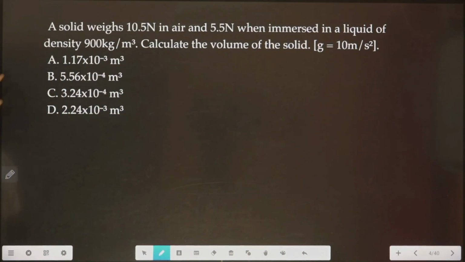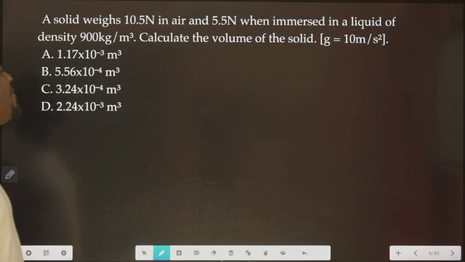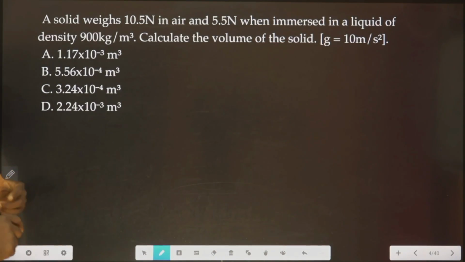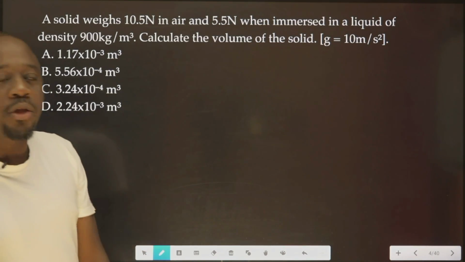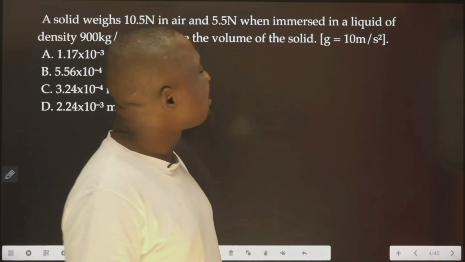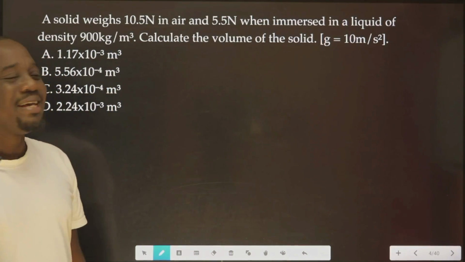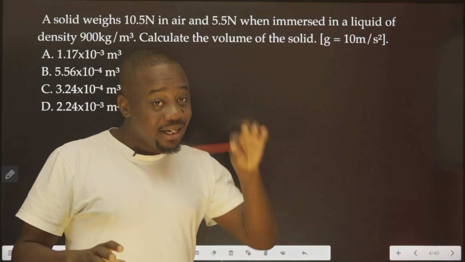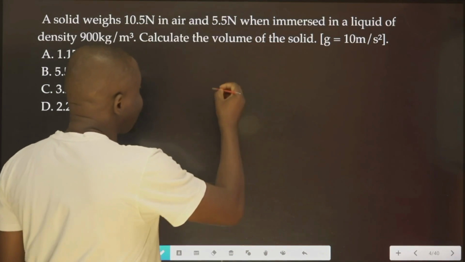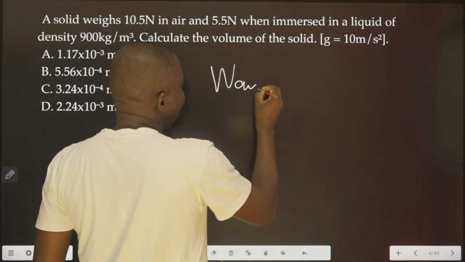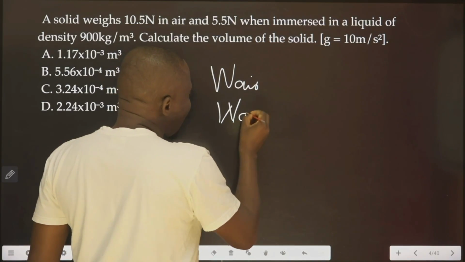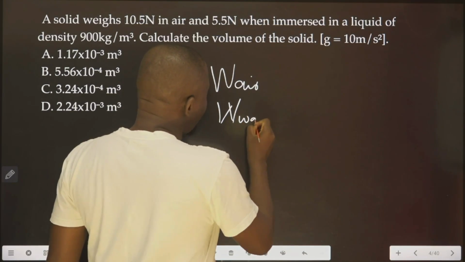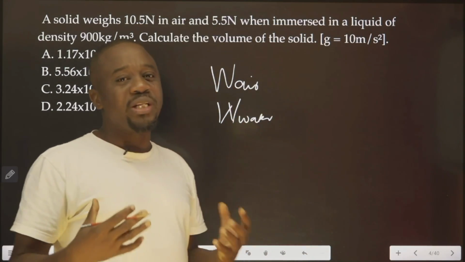Look at this question. It says, a solid weighs 10.5 Newton in air and 5.5 Newton when immersed in a liquid of density 900 kg per meter cube. Calculate the volume of the solid when g is equal to 10 meter per second square. Look at this. An object is in air. This is the weight in air. When you immerse it in water, you measure the weight. When you put it inside water, it has another weight that is less than this.